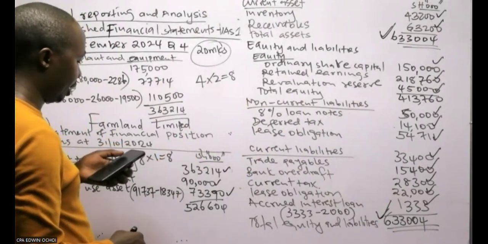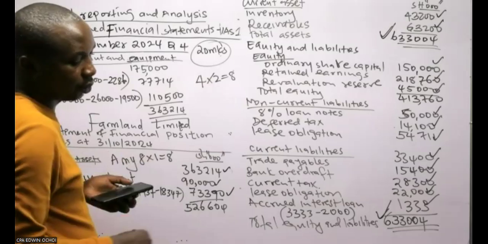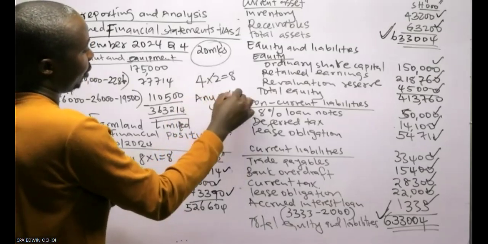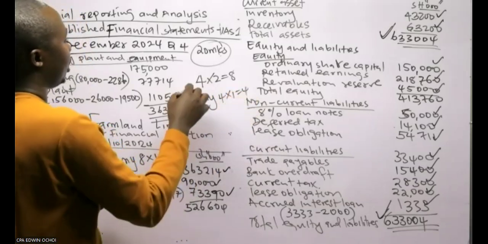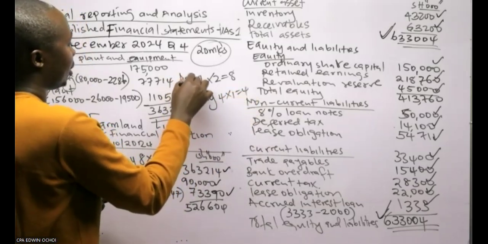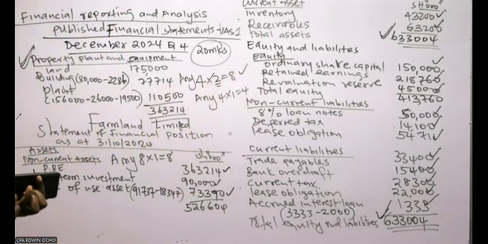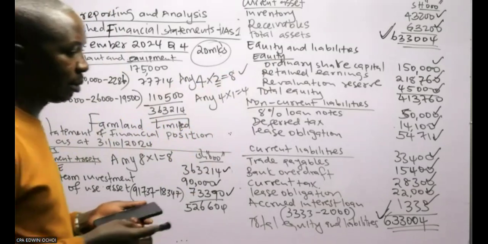And for the statement of changes in equity, out of those items you have, any 4, multiply by 1, you get 4. For the income statement, any 4, they multiply by 2, you get your 8. I think that is okay. I think you have understood how the marking was done for this.